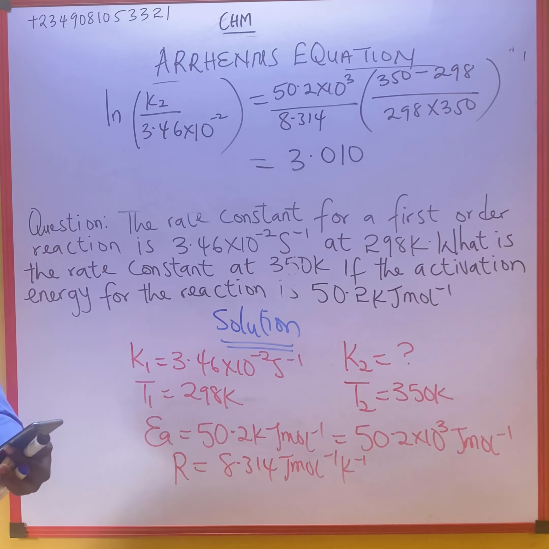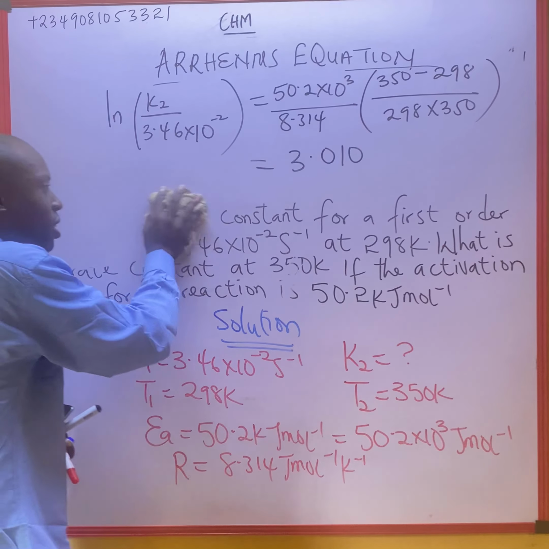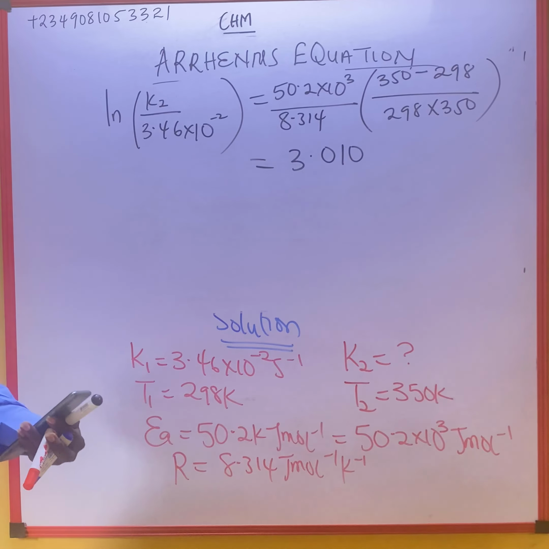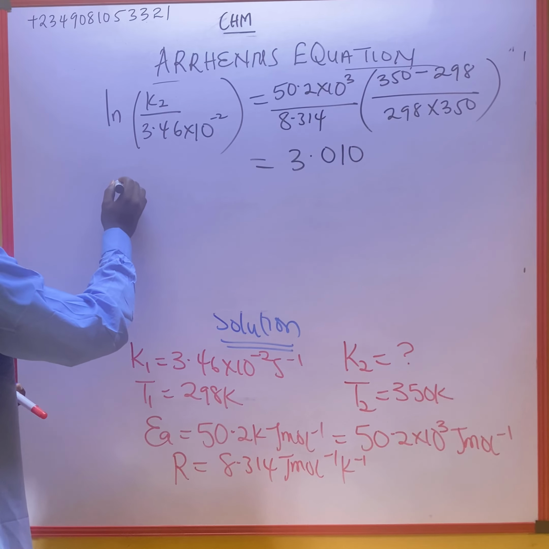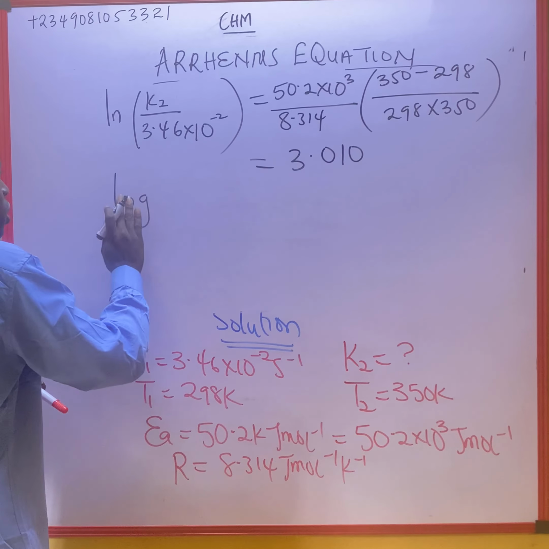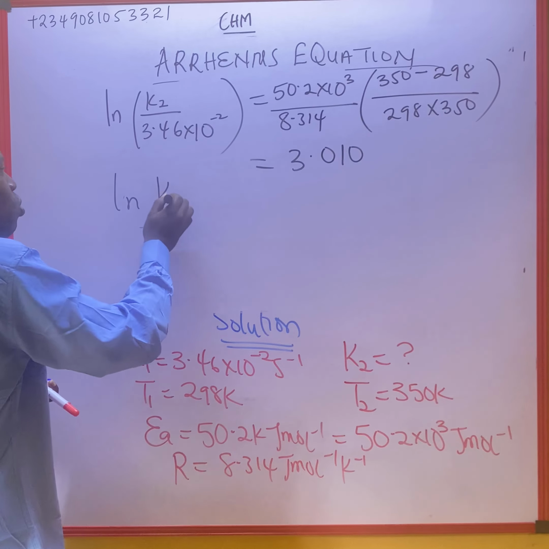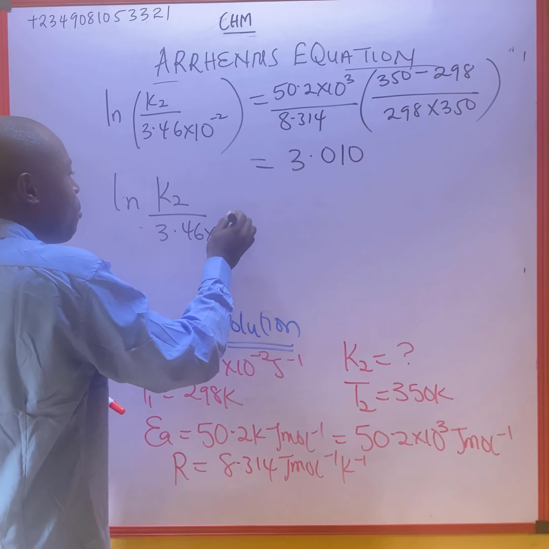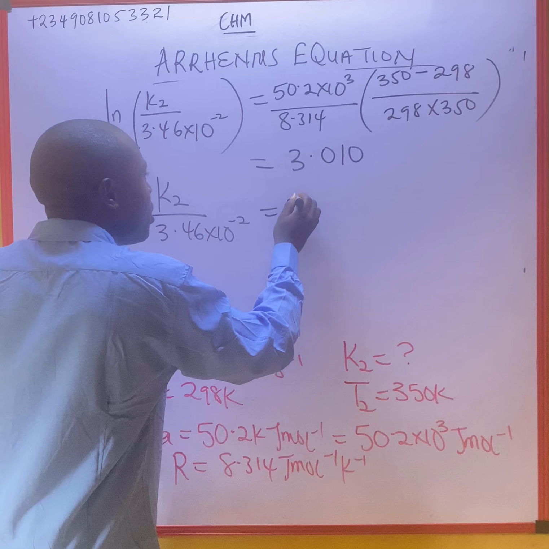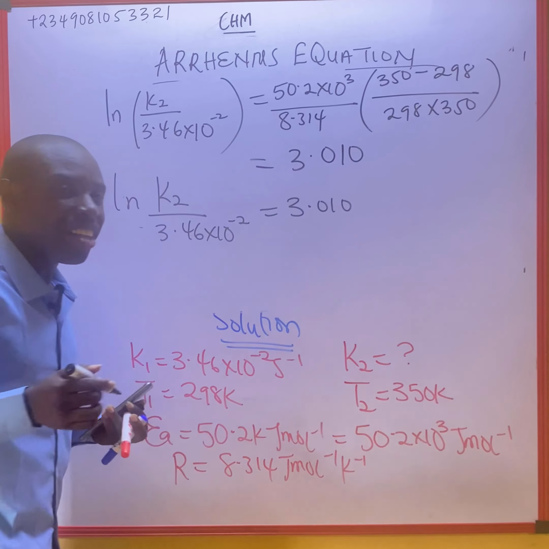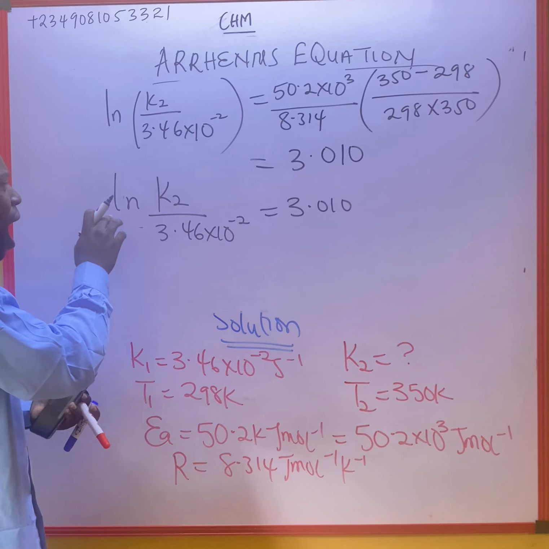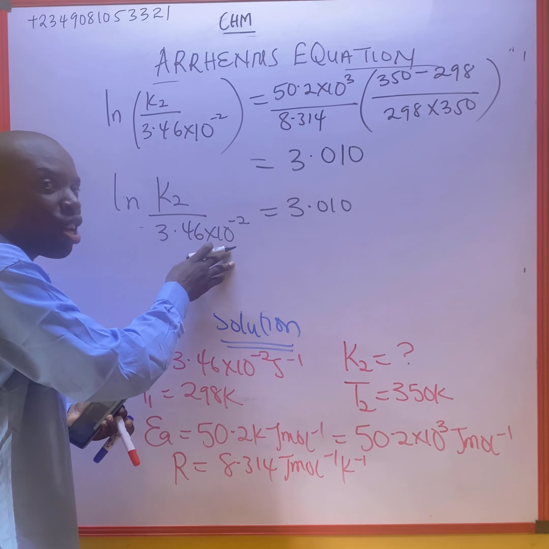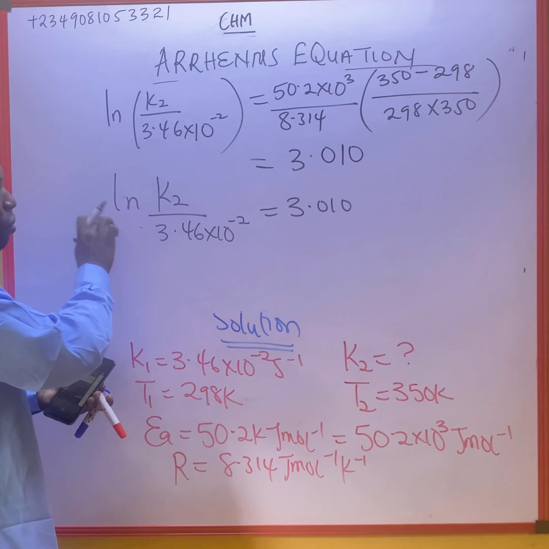So, I erase. Now, I'm not having it to be log. Okay, sorry, not log, ln. ln K2 over 3.46 times 10 to the minus 2 is now equal to 3.010. Now, this is where a lot of students will have issues. I want to make only K2 over 3.46 times 10 to the minus 2 to be alone. So I have to remove this ln from here.